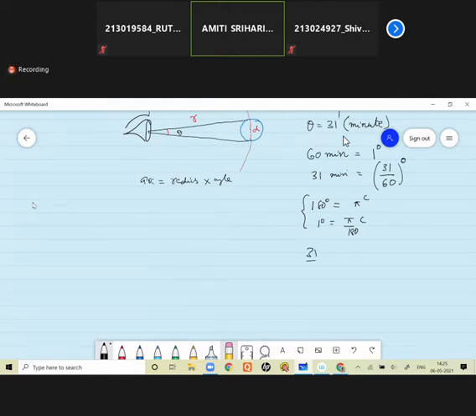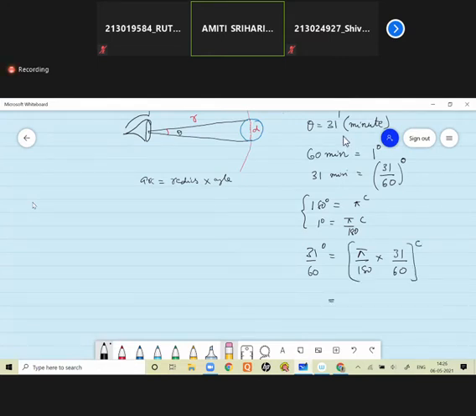Now 31 by 60 degrees is equal to pi by 180 into 31 by 60. 1 degree is this much, pi by 180. This much of degrees is how much radians? It's equal to pi by 180 into 31 by 60 radians.